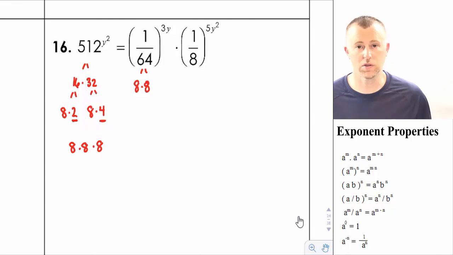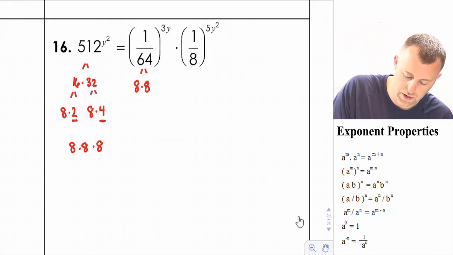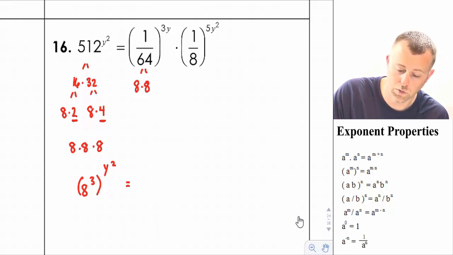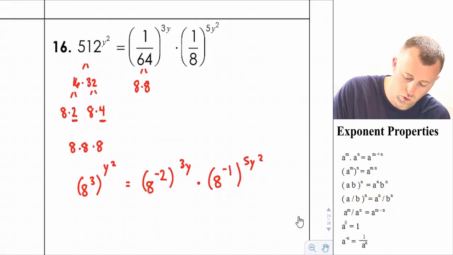So I can break these all down into a base of 8. So this is going to be 8 cubed to the y squared equals, and now notice that 8 squared is on the bottom for that 1 over 64. So I'm going to call it 8 to the negative 2 to the 3y times 8 to the negative 1 to the 5y squared. One more step, or a couple more steps here.